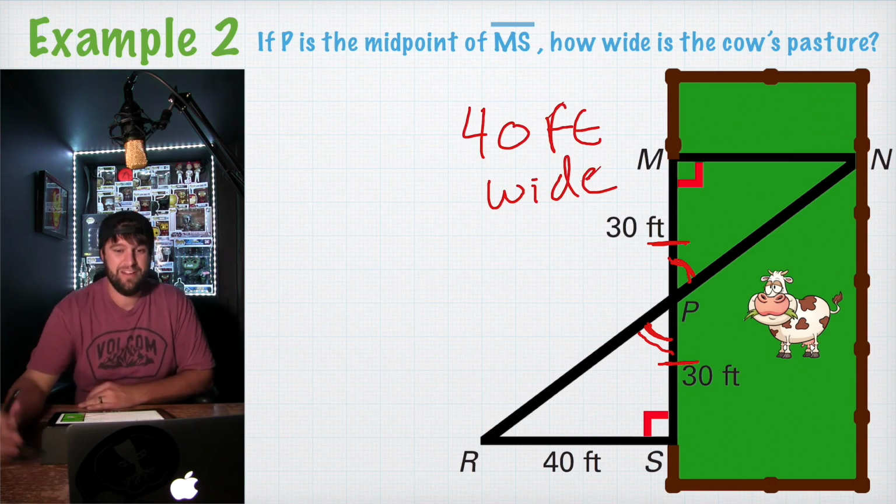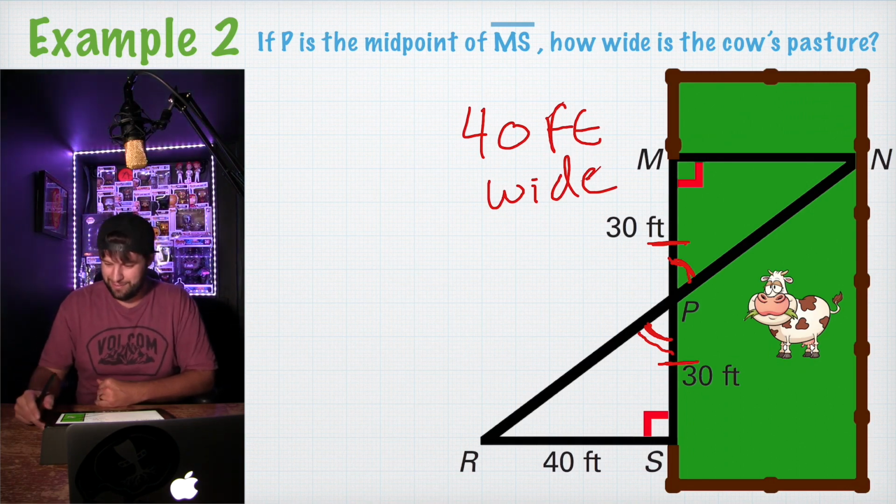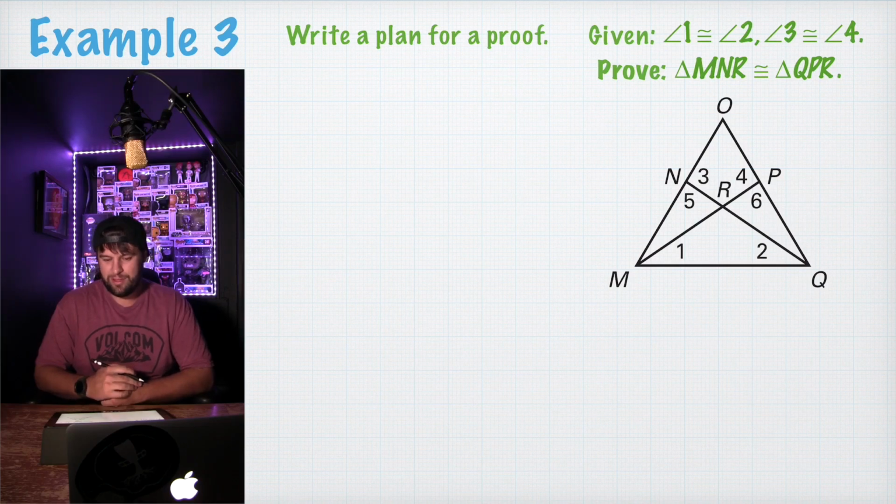Easy as that, guys. Today's a pretty short lesson. We only actually have one more example to go, so let's just keep going and get done for the day. Example 3, they want us to write a plan for a proof.